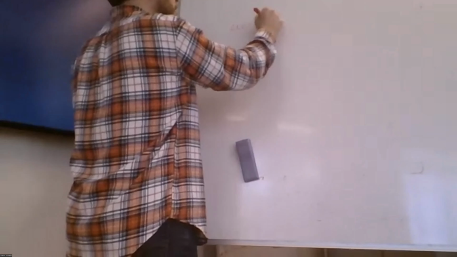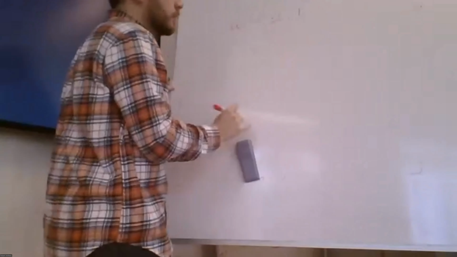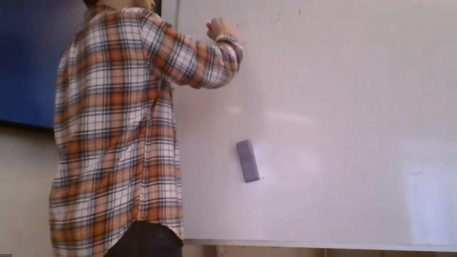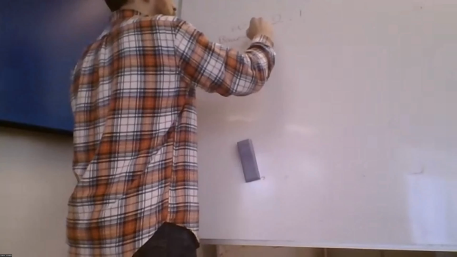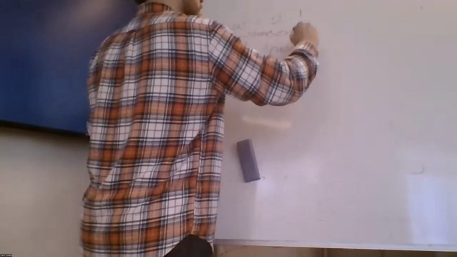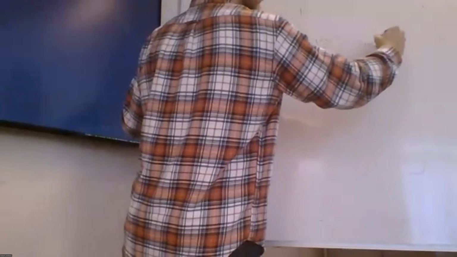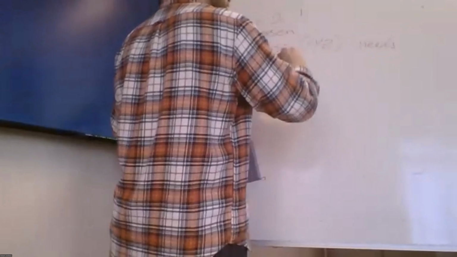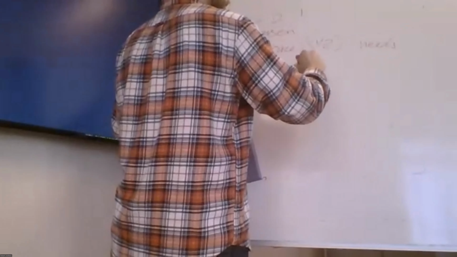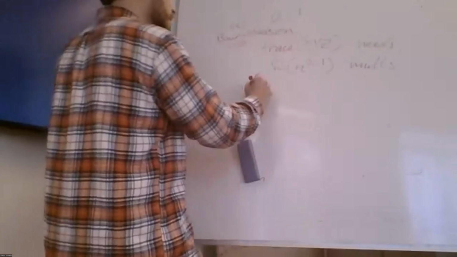So first assumption, omega is 2.1. Omega is 2.1. So Bauer-Strassen says that this trace XYZ needs n to the 2.1 multiplications. Okay.